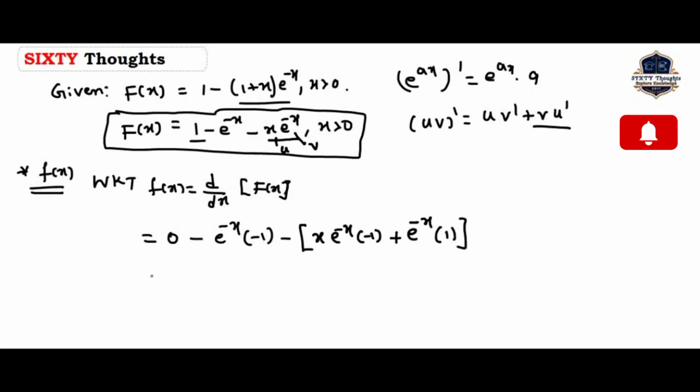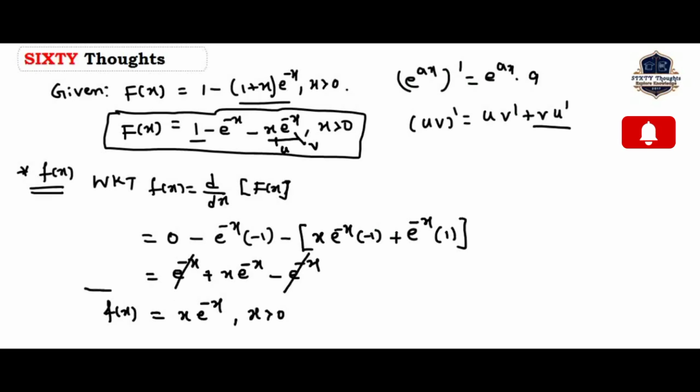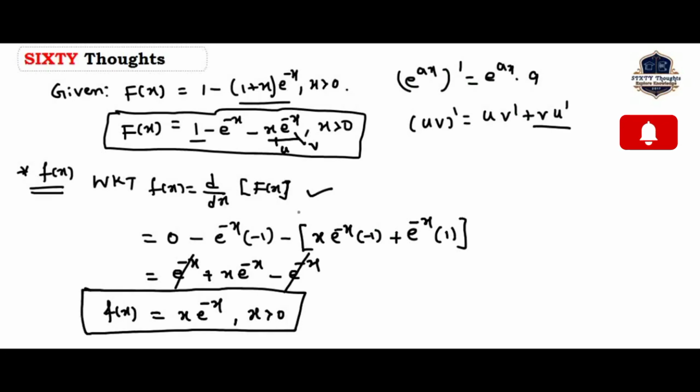So if you simplify this, we get the final answer. Minus into minus gives plus, so we get plus x e power minus x, and plus into minus gives minus e power minus x. So here minus e power minus x and plus e power minus x get cancelled, and we get only x e power minus x. So this is nothing but small f of x, for x greater than 0. Therefore, if capital F of x is given, using this property we can find small f of x.